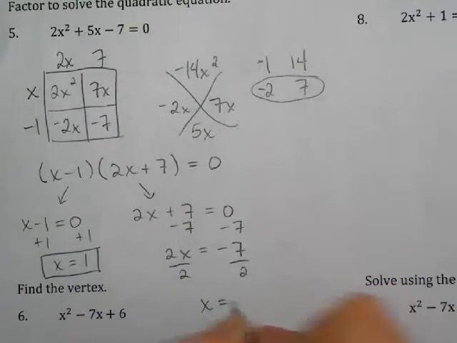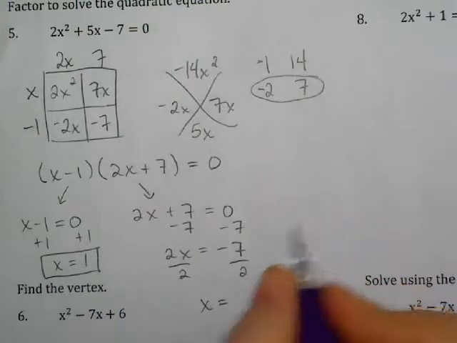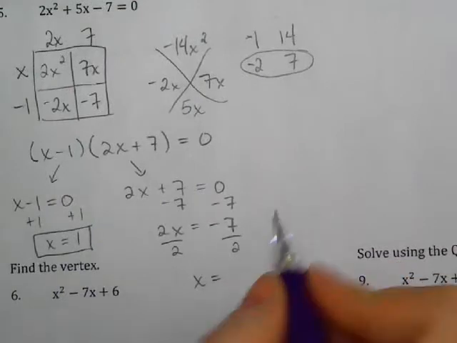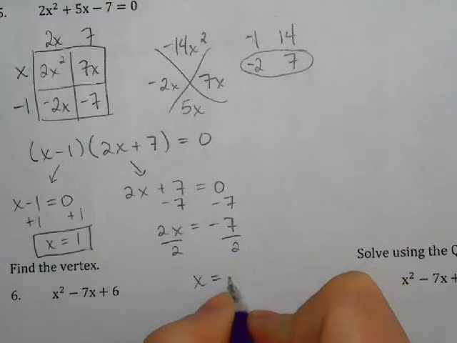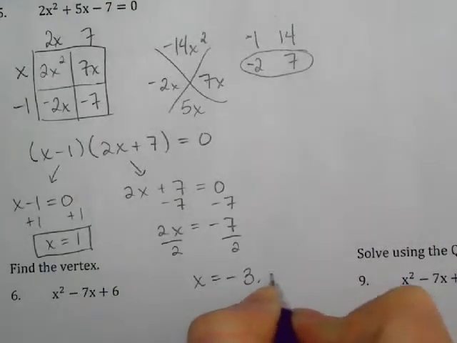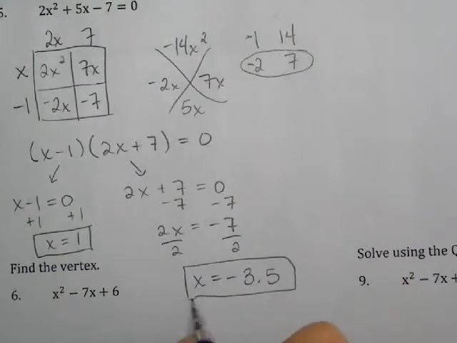So I've got x equals negative 7 over 2, or I can also do that as what? It's not a horrifically weird decimal if I'm dividing by 2, so it's just negative 3.5. So those are my two answers on number 5.